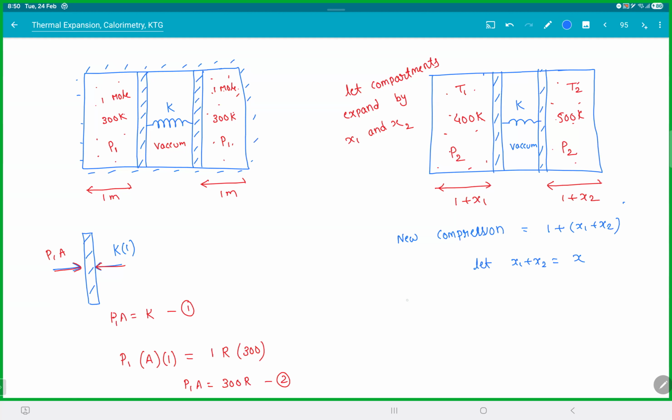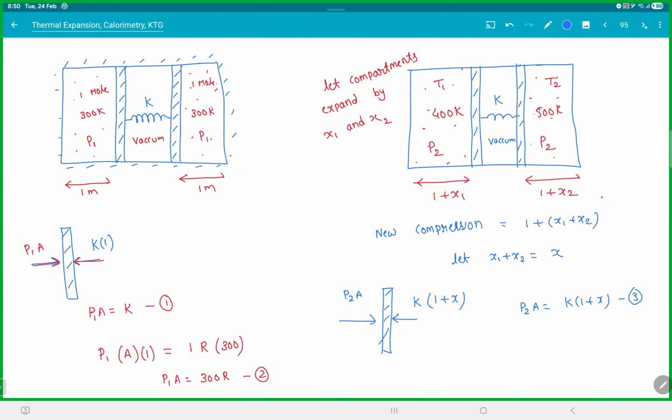Perfect. So draw the FBD of any one piston. The spring is pushing with K into, initially compression is 1, now the compression is x. And here the pressure is P2 into area. So we get P2 into area is equal to K into 1 plus x. This is your equation 3. And then what about the ideal gas equation now? Remember, the temperature of the gas changed in both the compartments. So we'll get two equations there. I'll write it on the next page maybe.